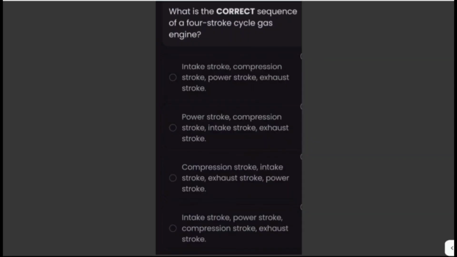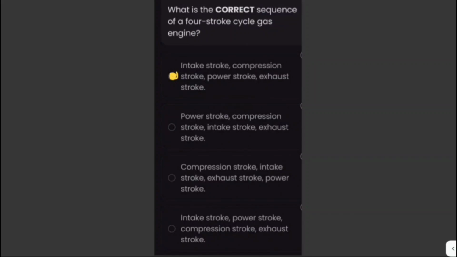What is the correct sequence of a 4-stroke cycle gas engine? Intake stroke, compression stroke, power stroke, exhaust stroke, power stroke, compression stroke, and so on. So the answer here is intake stroke, compression stroke, then power stroke, and exhaust stroke. So it has to be intake first, then compression, then power, then lastly exhaust.